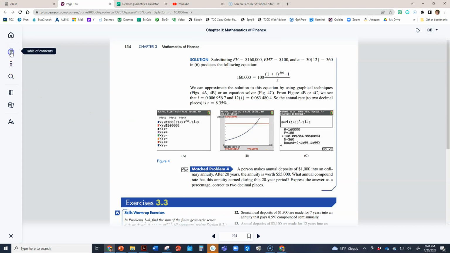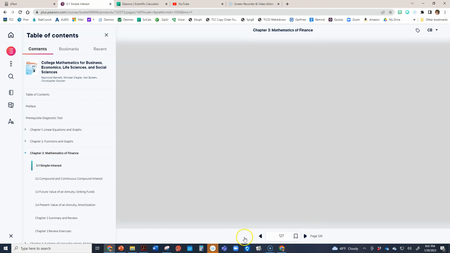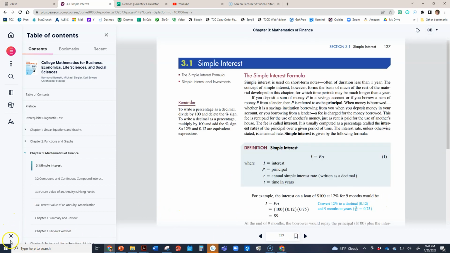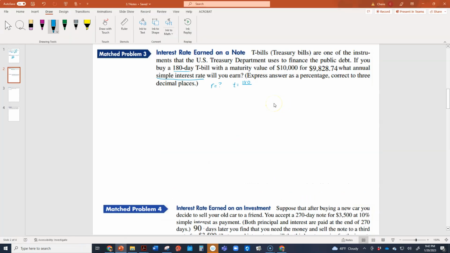Why am I on 3.3? Let's see where it tells me that. I'm going to pause it till I find it. Okay, it's right here on page 129. It says they often use days rather than months or years. In this section, we will divide by 360. It's called a banker's year. In other sections, you will use 365, but it says right here that the choice will always be clearly stated. So you don't have to worry about it. It should tell you. So here they told us to use 360 as a year.